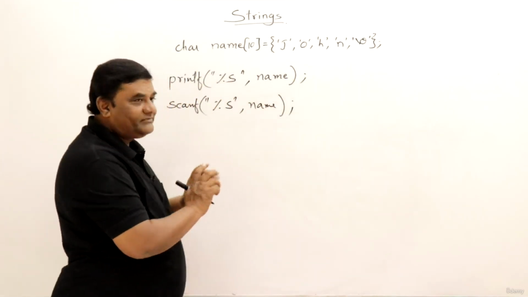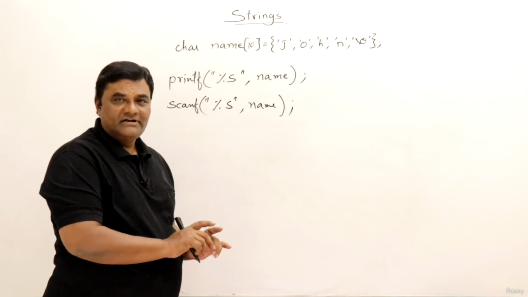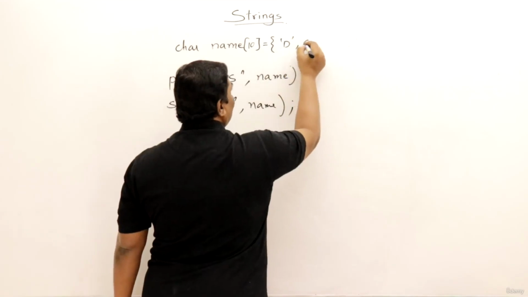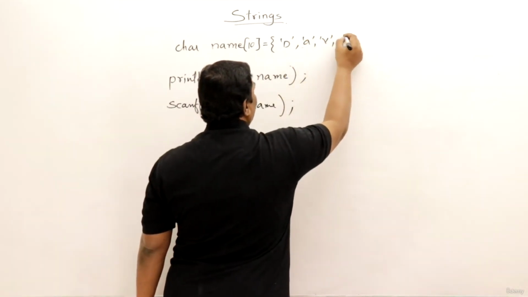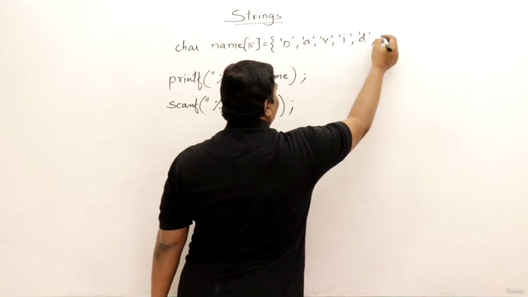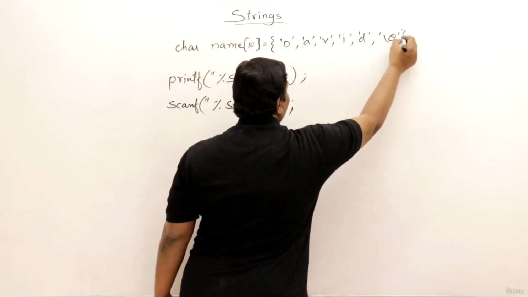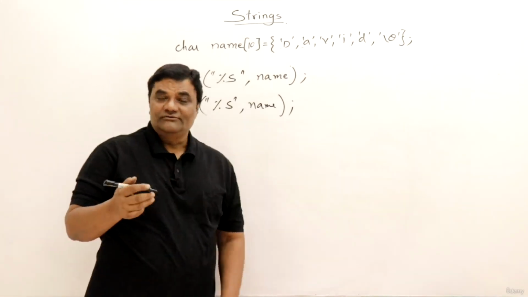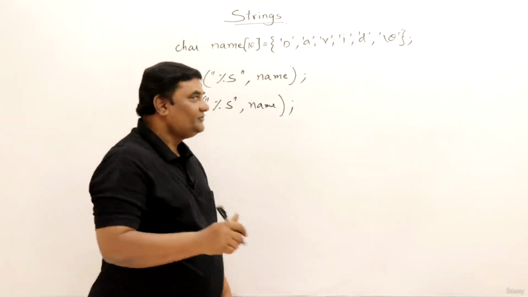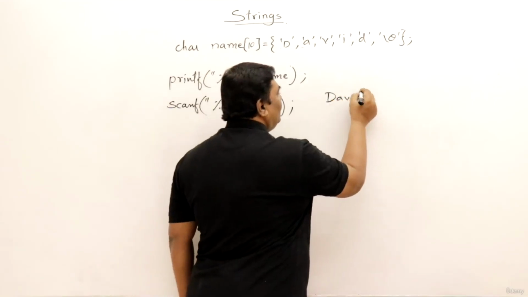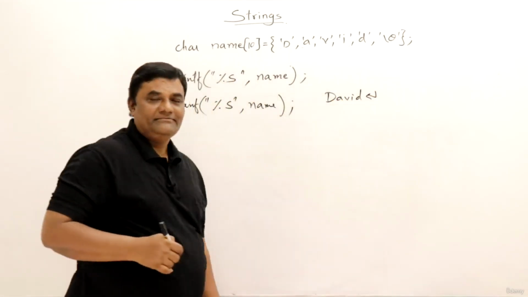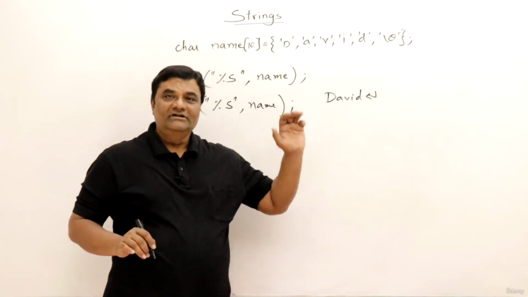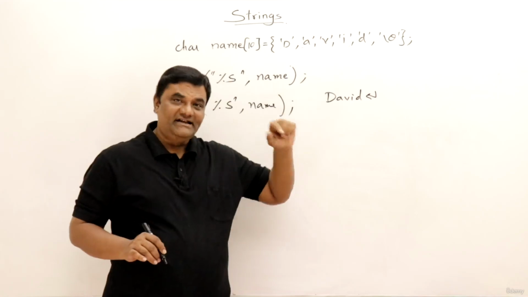If you type something from the keyboard, like David, then David will be stored here like this. Followed by that, it will add \0. Thus scanf will store \0 by itself, right? So we don't have to type \0 from the keyboard. Just type David like this and hit enter. It will store that. Similarly, cin and cout also work in the same way upon a string, that is a character array with a \0.